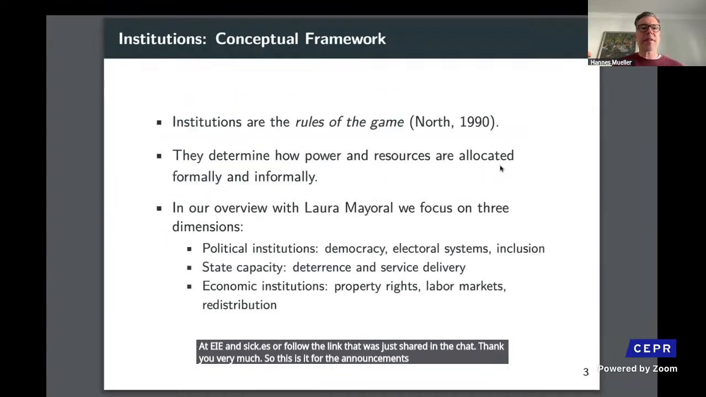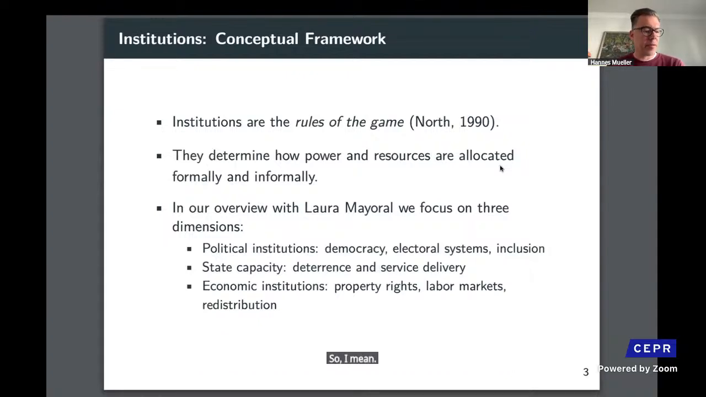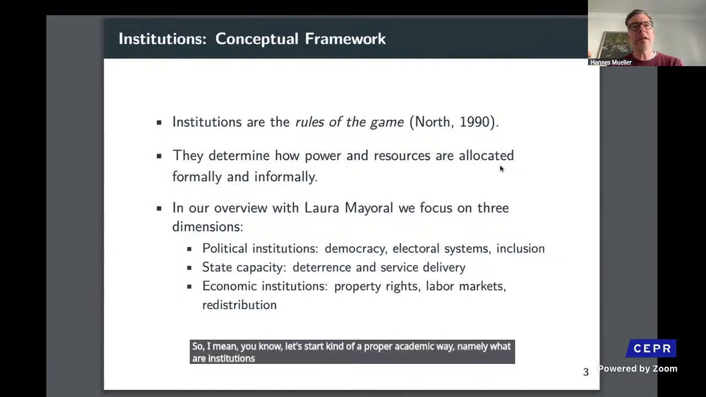So let me start in a proper academic way, namely, what are institutions to start with? According to North, institutions are the rules of the game, right? So they determine how power and resources are allocated formally and informally.